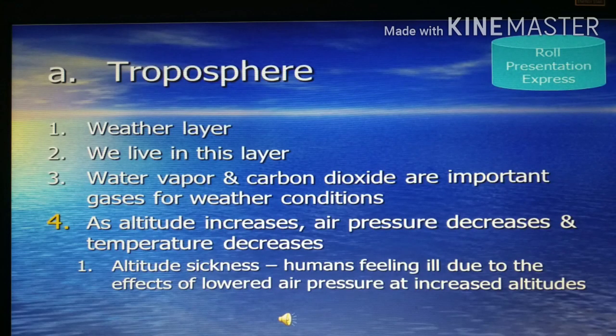And next, first the troposphere. Already we discussed, it is the weather layer, and we live in this layer. Water vapor and carbon dioxide are important gases for weather conditions. As altitude increases, air pressure decreases and temperature also decreases, right? The total thickness of the layer is 13 kilometers, at the poles 8 kilometers, and at the equator 18 kilometers, right? So this is altitude sickness, humans feeling ill due to the effects of lowered air pressure at increased altitudes.